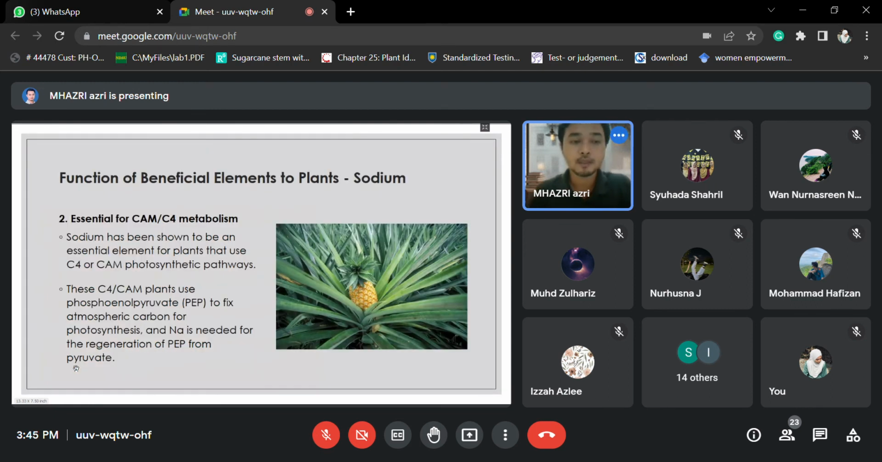Okay. Apart from that, CAM or crassulacean acid plant, okay, ataupun C4 plant, okay, dia juga perlukan sodium ion. Okay. So kalau awak masih ingat, apa beza C4 plant dengan C3 plant? Apa beza dia? Iklimah?